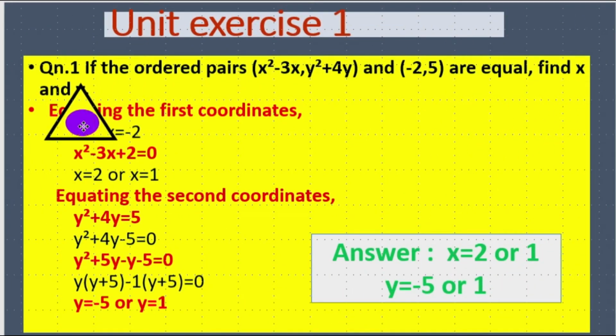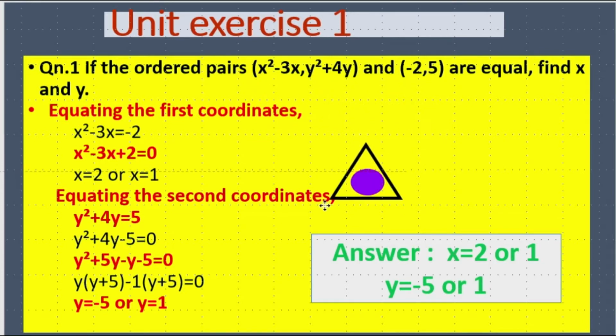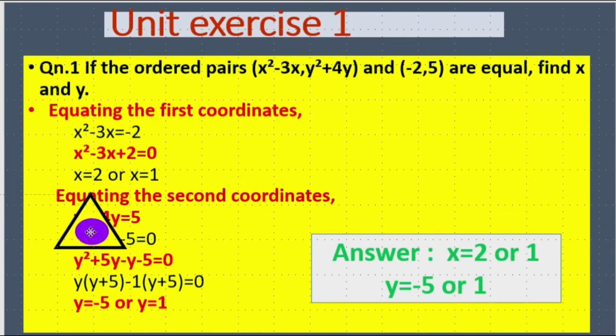Unit exercise. Question number 1. If the ordered pairs (x² − 3x, y² + 4y) and (−2, 5) are equal, find x and y. Equating the first coordinates, we get x = 2 or x = 1. Equating the second coordinates, y² + 4y = 5.